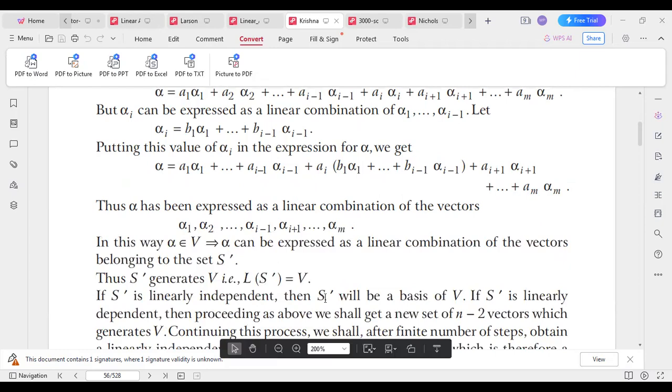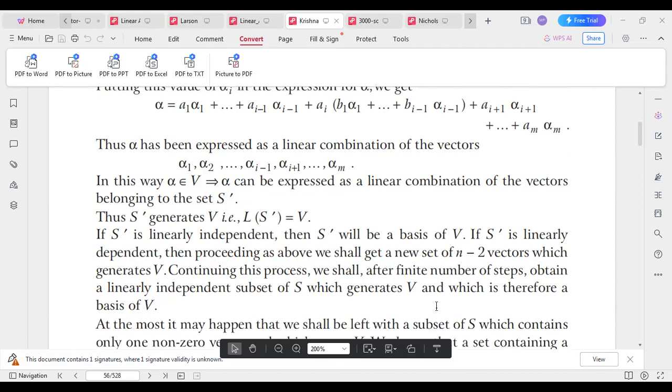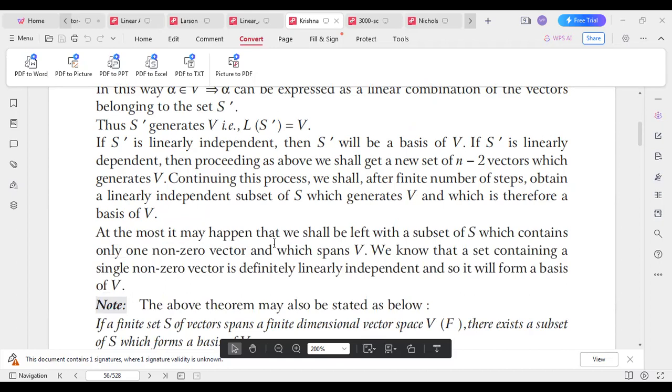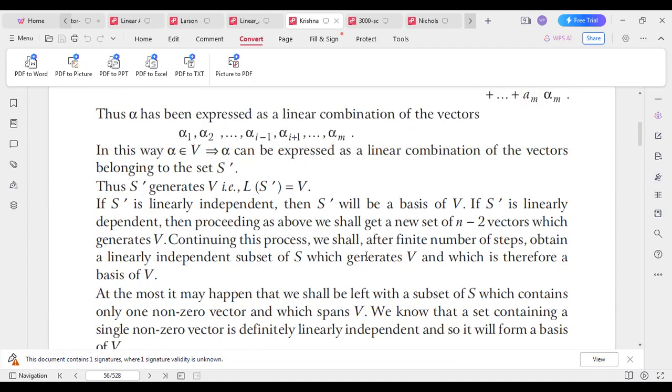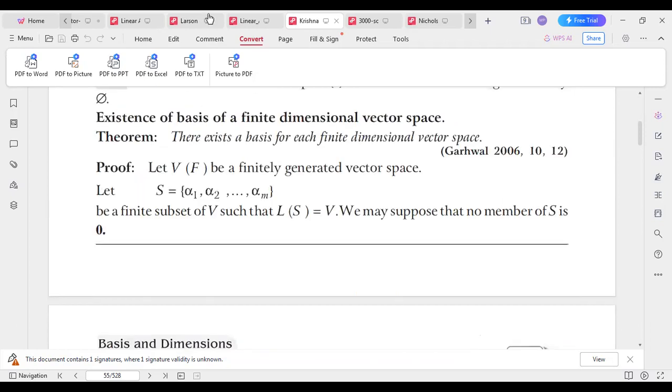If S dash is linearly independent, then S dash will be a basis of B. And if S dash is linearly dependent, then proceeding as above, we shall get a new set of m minus 2 vectors which generates B. Continuing this process, after a finite number of steps, we obtain a linearly independent set S which generates B, and which is therefore a basis of B. At the most, it may happen that we are left with a subset S which contains only one non-zero vector and which spans B. We know that a set containing a single non-zero vector is definitely linearly independent, and so it will form a basis of B. So this is proof 1 of the theorem, existence of a basis for a finite dimensional vector space.